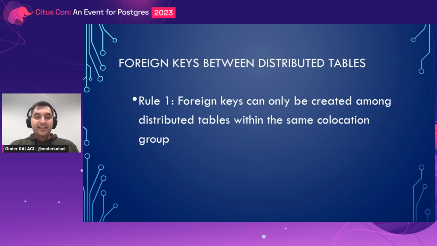Okay, now let's get into foreign keys between distributed tables. So the first rule is that foreign keys can only be created among distributed tables within the same collocation group, because Citus only guarantees the data of collocated tables to reside on a single node. If two tables are not collocated, then Citus gives no guarantees about the data distribution of these two tables.